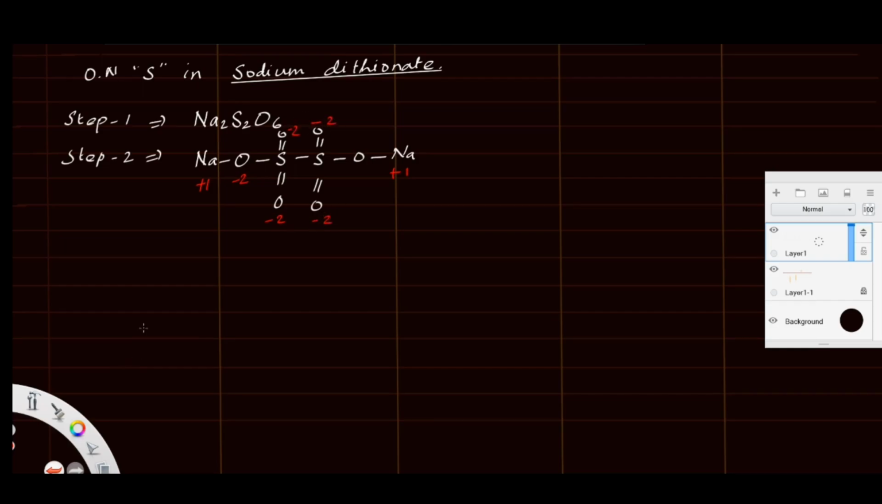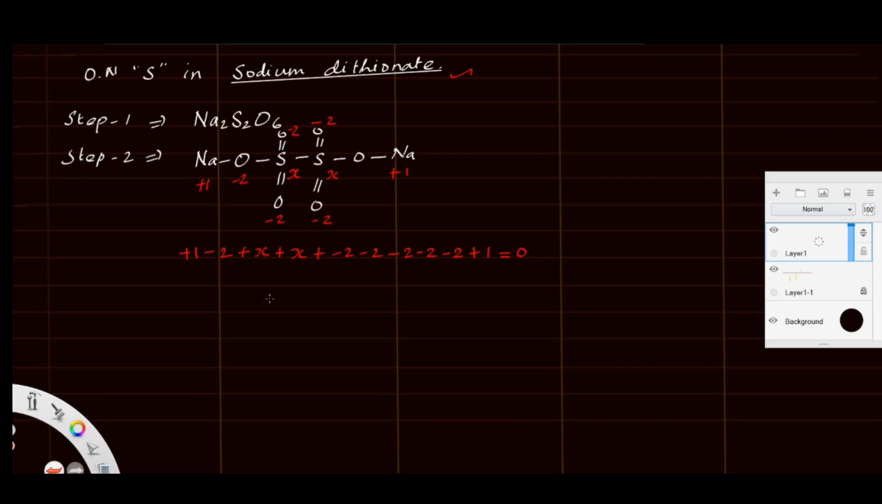-2, -2. Now the sum of all the elements, here X, X. The sum of oxidation states: +1, -2 for the first oxygen, sulfur having X, another sulfur having another X, and -2, -2 for the first sulfur's oxygens, and -2, -2 for the second sulfur, which are attached to oxygens, and the last single bonded oxygen has -2, and the last sodium has +1. The net value is equal to 0.